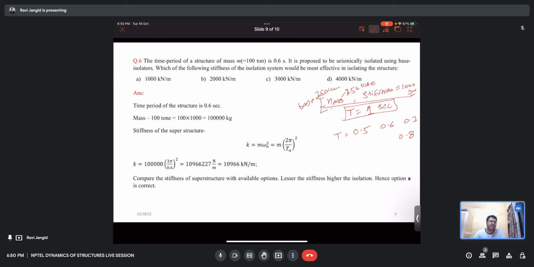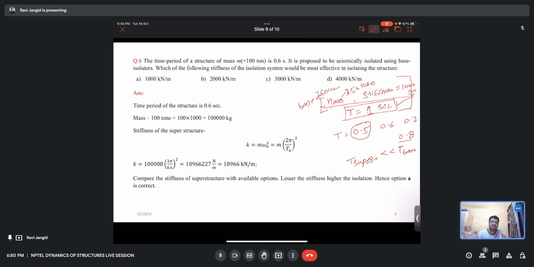In this case, you have been given the isolator time period as 1 second. So what should the time period of the structure be so that isolation is effective? The time period of the superstructure should be less than the time period of the base isolated structure. So if we go with 0.5, we definitely achieve the most effective isolation.